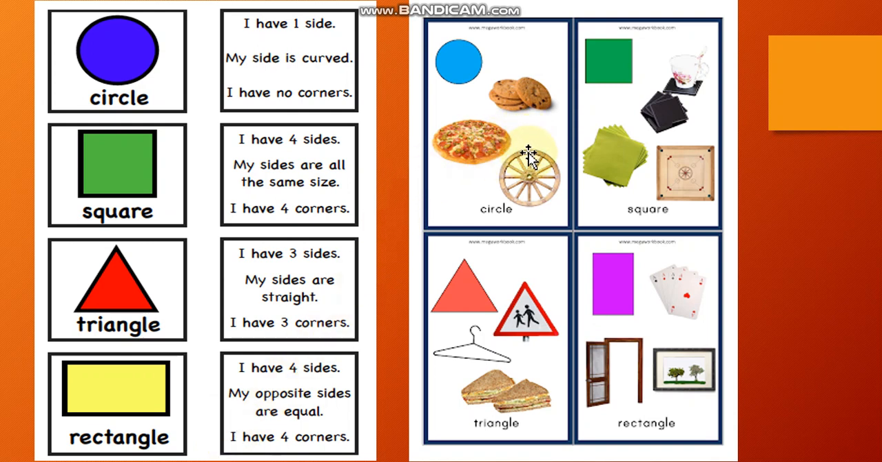Now you can see the examples of these 2D shapes. The circular shapes are like cookies, pizzas and wheels. The square shapes are carom board, handkerchief and saucers. Triangular shapes are like sandwiches, hangers and display boards. Rectangular shapes are like doors, photo frames and cards.